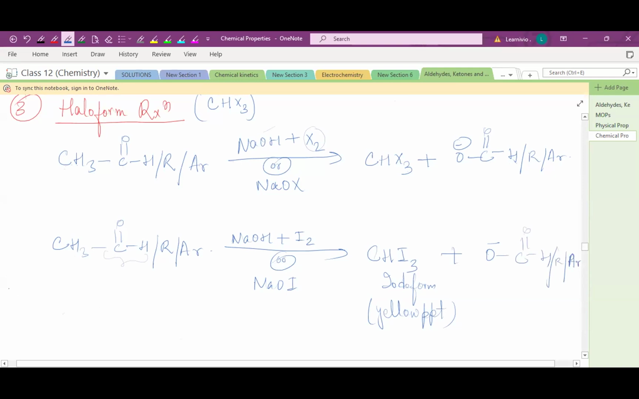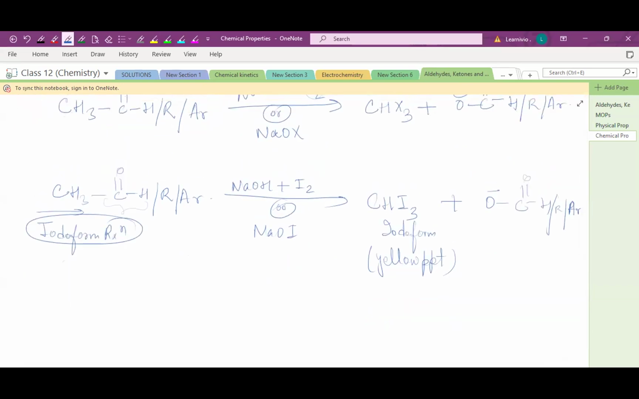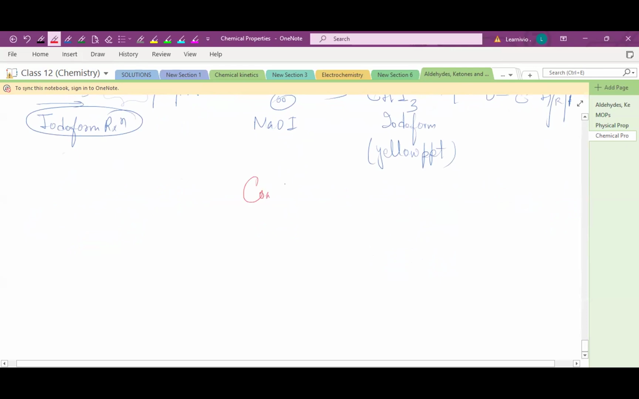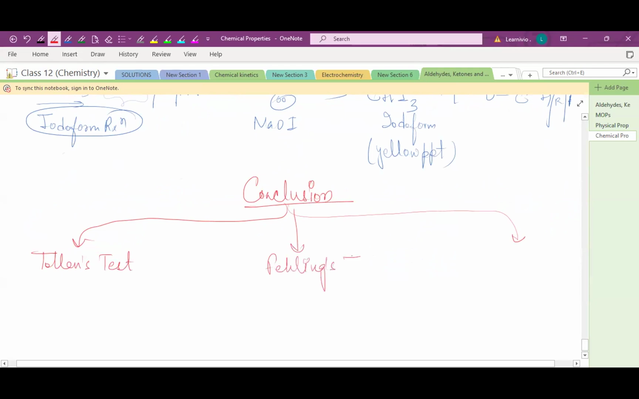The haloform reaction. Yes, ma'am. And this reaction is known as iodoform reaction. Suppose if I give you the conclusion, you can write it down. In the conclusion part, we have done three reactions, three tests basically. First, we have done the Tollens test. Second test was the Fehling test. And the third test is your iodoform test.